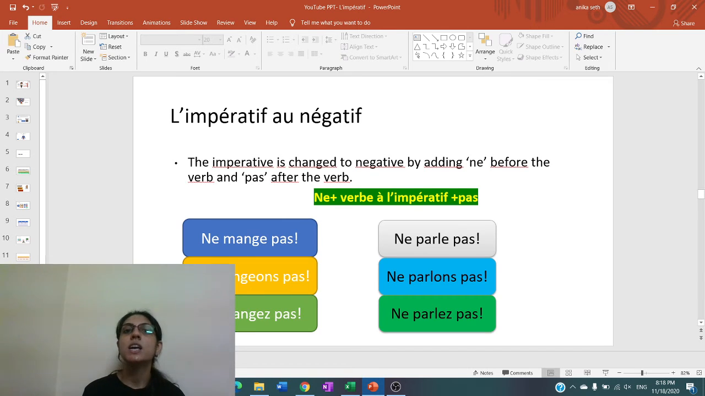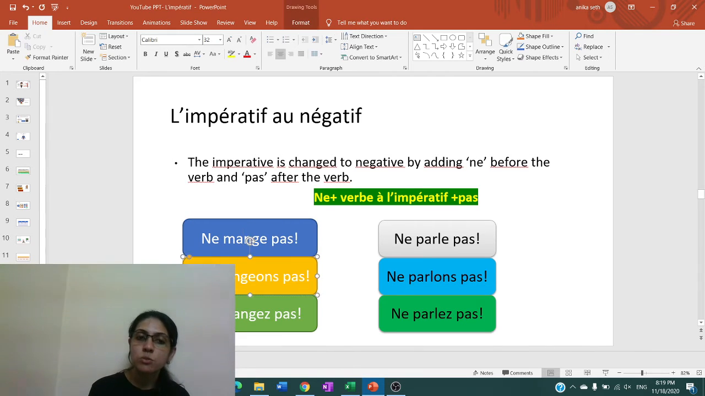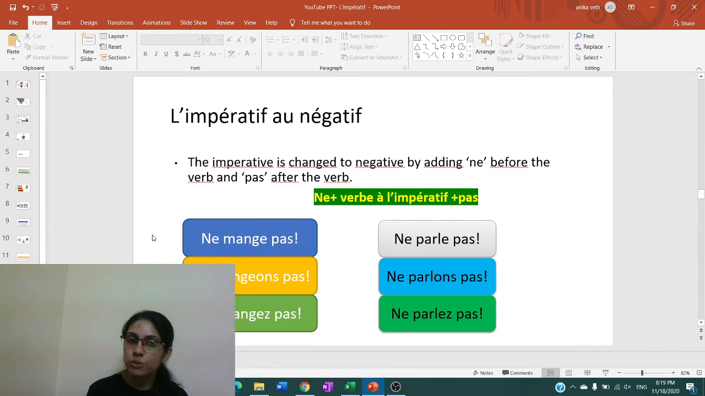So just in the same way like we add ne and pas before and after the verb in a regular sentence, here in the imperative also, we add ne and pas before and after the verb. So a verb like manger, when it is conjugated in the imperative form, is mange, mangeons, mangez. Now to change this to negative, put ne before the verb, put pas after the verb. This becomes ne mange pas. Then next one, ne mangeons pas. And third one, ne mangez pas.